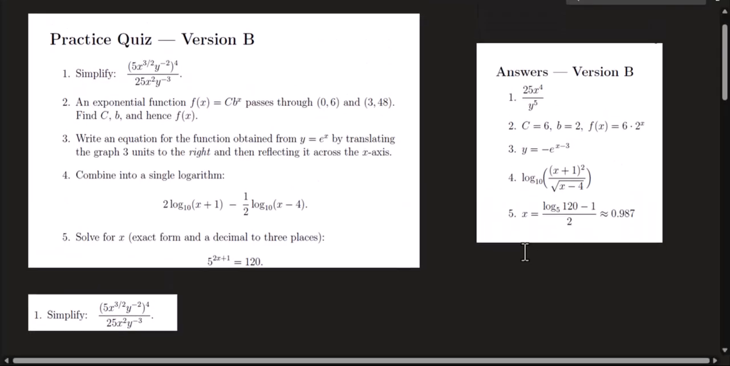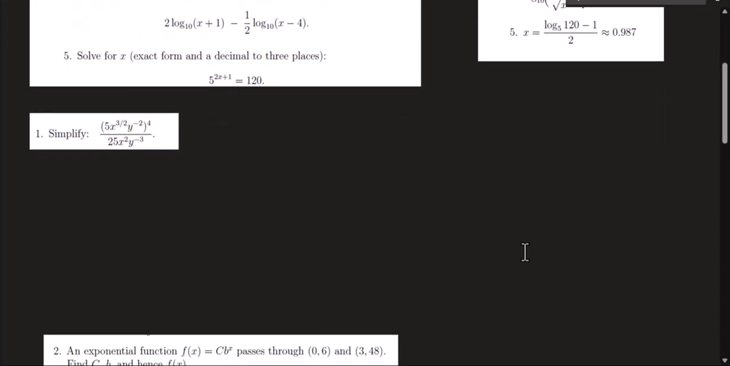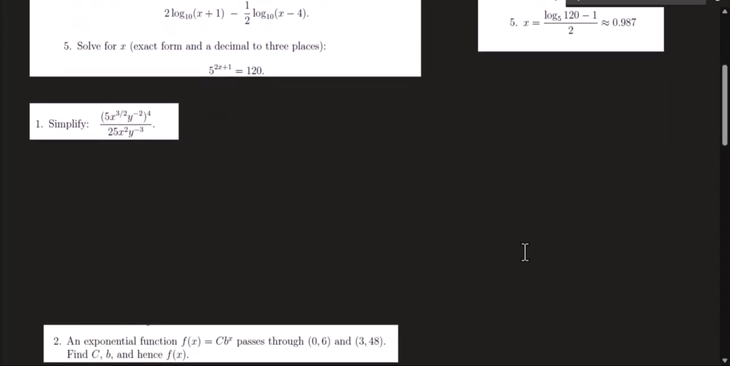Let's look at the solutions to practice quiz version B. So this first one we are supposed to simplify. So we have to do this exponent on top first. So that's 5 to the 4th. And then when you raise a power to a power, you multiply.